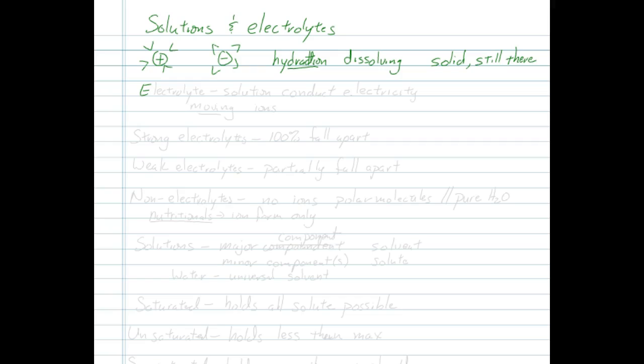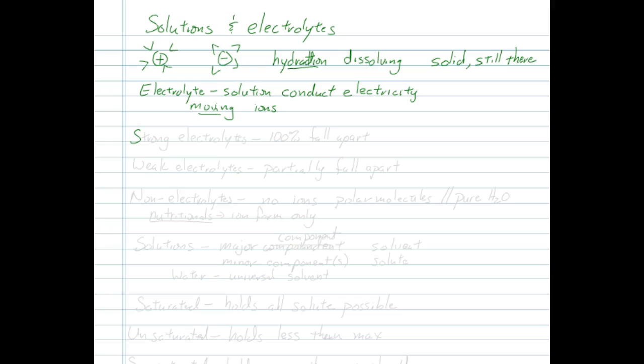An electrolyte is a solution that will conduct electricity. And it will conduct electricity because it has moving ions. So if it's not an ionic compound, it's not an electrolyte. If it's not dissolved or hydrated, it's not going to be conducting electricity. So you've got to have free moving ions that conduct electricity.